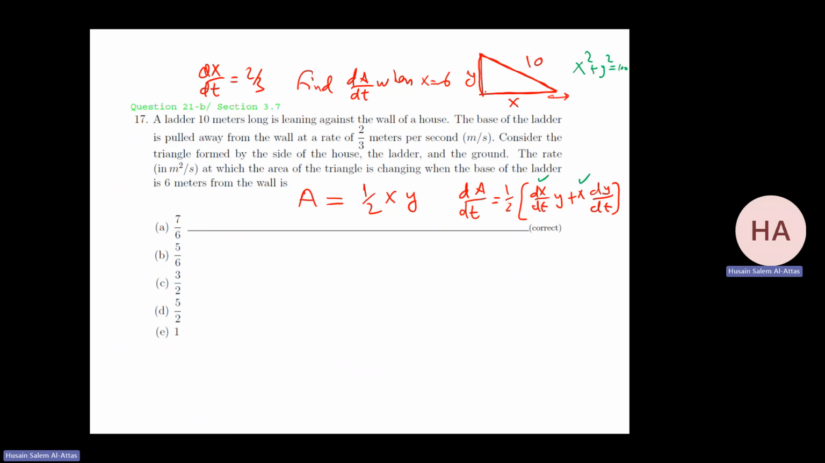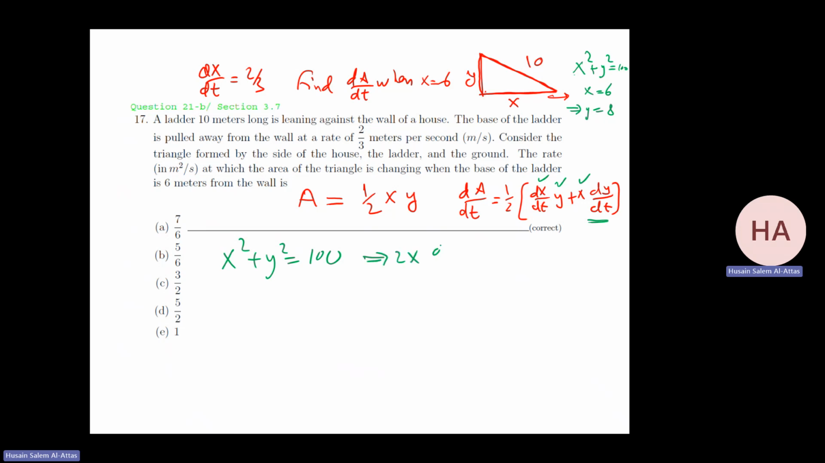So if x equals 6, then that means y will be what? 36, 64, so y equals 8. I get y, but I don't have dy over dt. I can get it from this. So it's like two problems in one. So I can get it using this, differentiate.